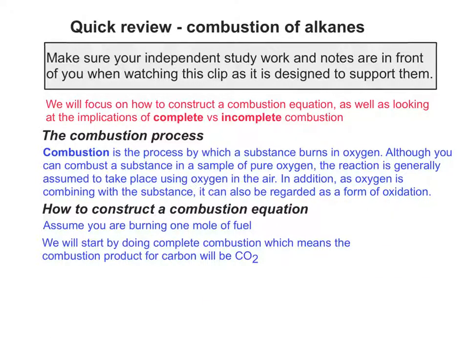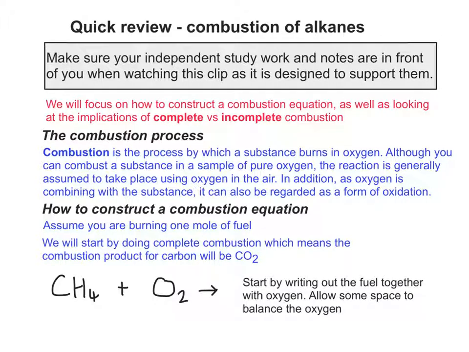So when you construct a combustion equation, you always assume that you're burning 1 mole of fuel. And we'll start by doing complete combustion, which is, like I said earlier, where the combustion product is always CO2. So you begin by writing out the fuel together with oxygen, that's oxygen gas, and of course I was just testing out there. I wouldn't have done anything like forgetting state symbols, no, never. Seriously though, you allow a little bit of space to balance the oxygen so you can see between the plus and the O2. I've left a bit of space because I need to put a balancing number in, possibly, at some point when I finish the equation.